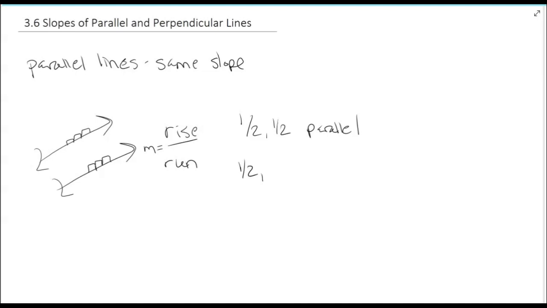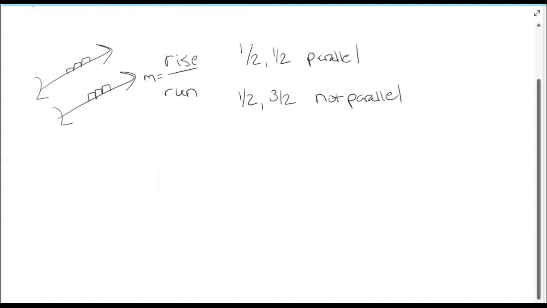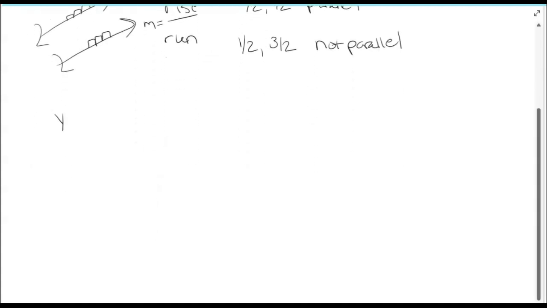However, if one was 1/2 and one was 3/2, then those are not parallel, meaning that they're going to cross at some point, right? Okay, and then the other way that we can identify parallel lines is through the equation y equals mx plus b. So m represents that slope, right? So if you're looking at two equations and you get them in y-intercept form and you evaluate their slopes and the slopes are the same, then we know that there are parallel lines.